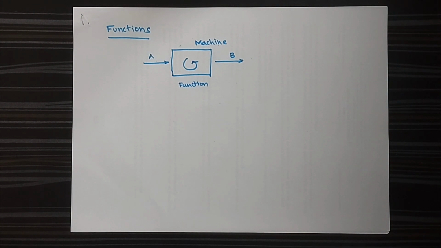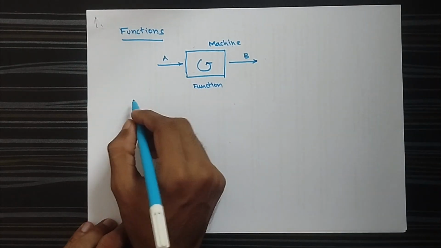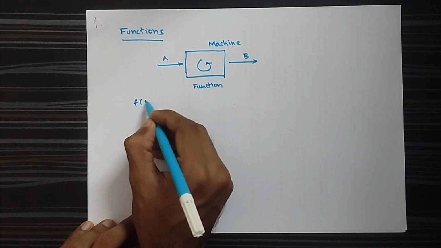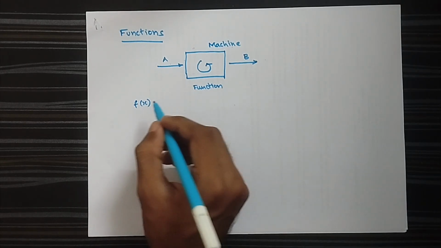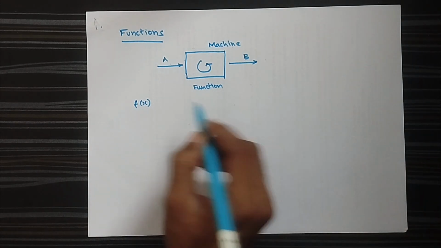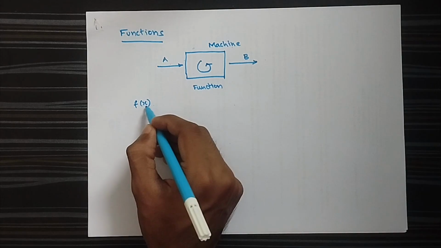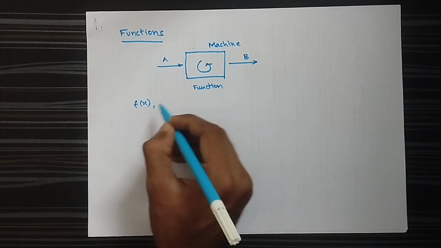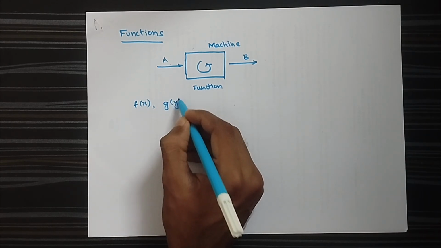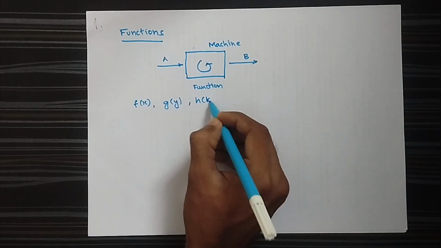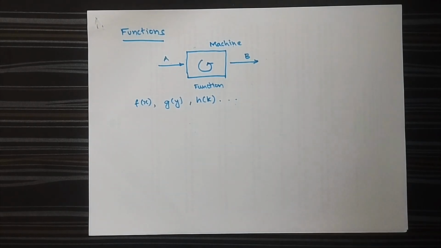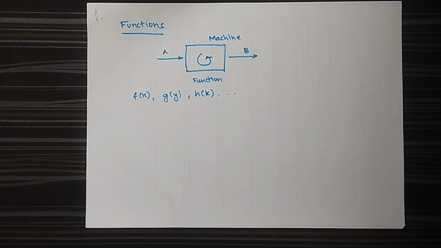Okay, so in maths there are machines like this which we call functions, represented by f of x. Now they can be not only f, we can represent it by any letter or variable inside. So g of y, h of k, these are all functions. Okay, this is just how to represent a function. Now I'll tell you the definition of a function.